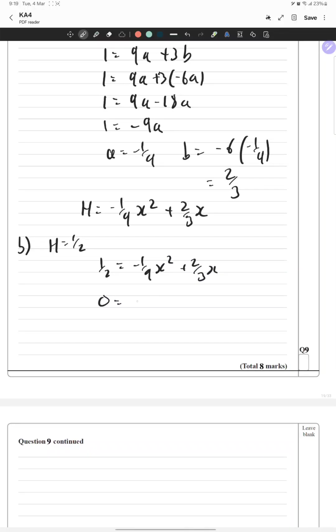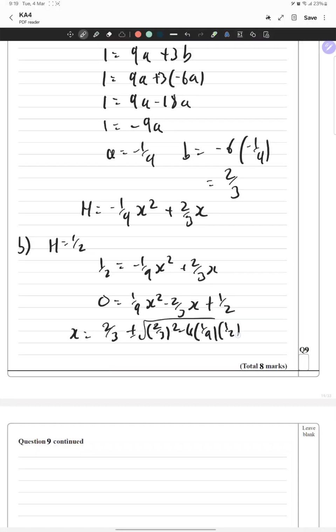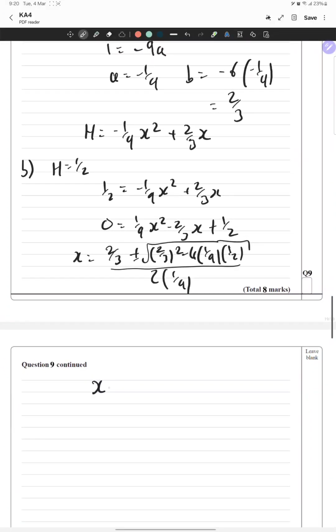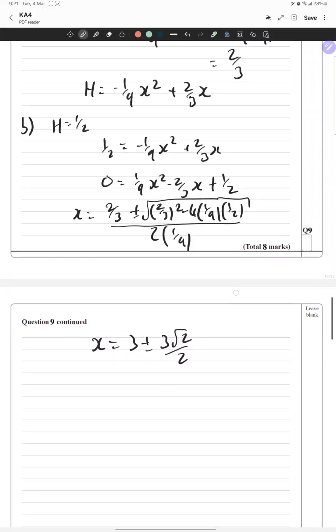I wouldn't worry about organising this too much. I do like to have positive x squareds, it just makes me feel nice, so move it all to the right. Quadratic formula: 2/3 plus or minus the square root of 2/3 squared minus 4 times 1/9 times a half, all over 2 times 1/9. Ask our calculator, and we'll get 3 plus or minus 3 root 2 over 2.